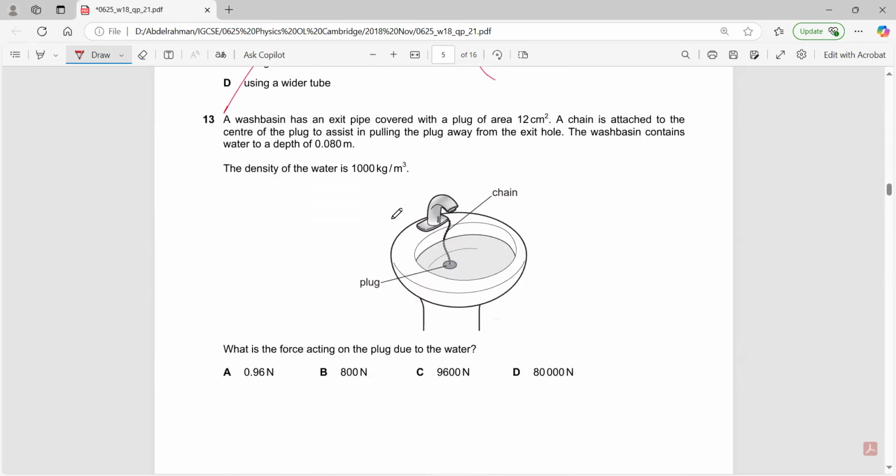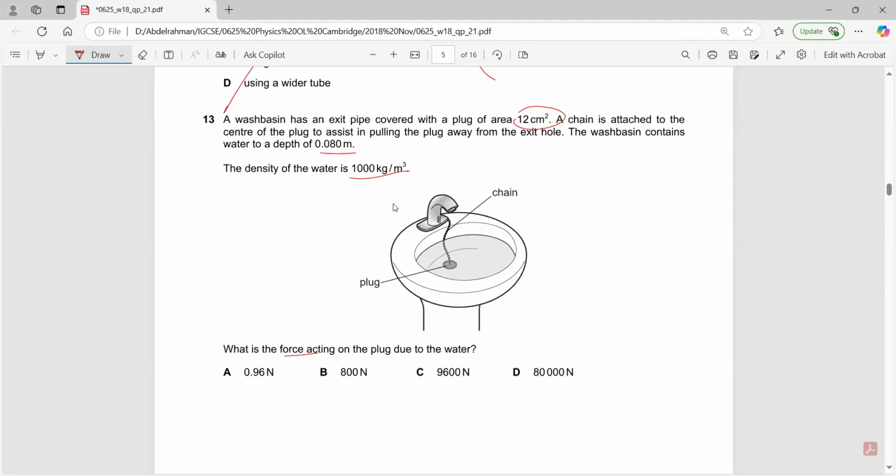Question 13. A wash basin has an exit pipe covered with a plug of an area of 12 centimeters squared. The chain is attached to a center plug. The wash basin contains water at depth of 0.8 meters. The density of water is 1000 kilograms per meter cubed. What is the force acting on the plug?